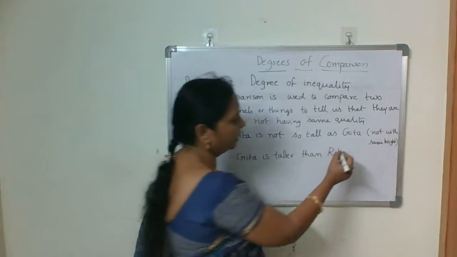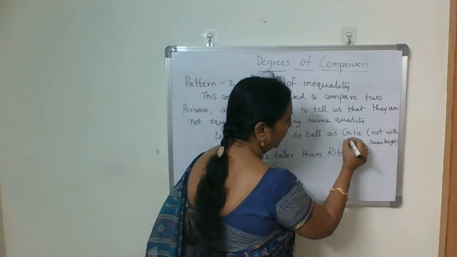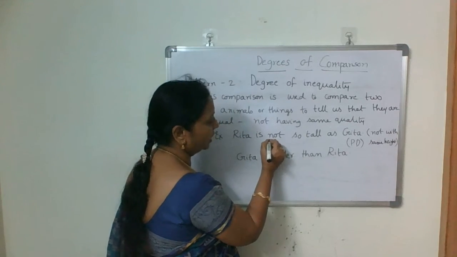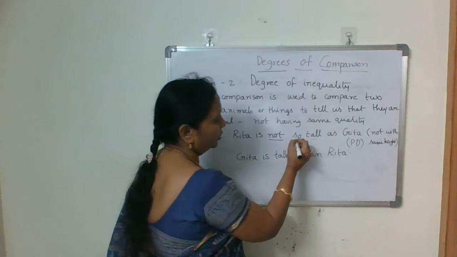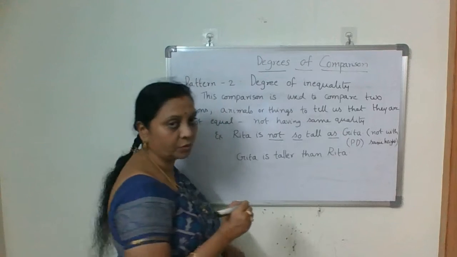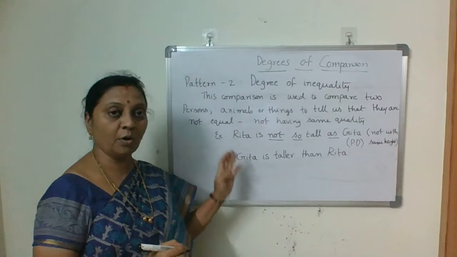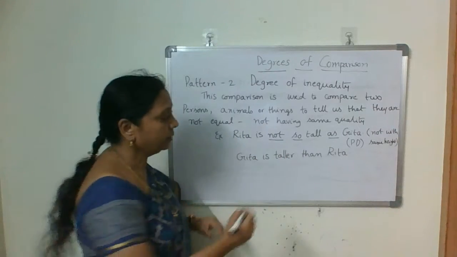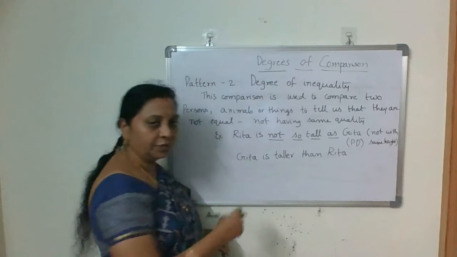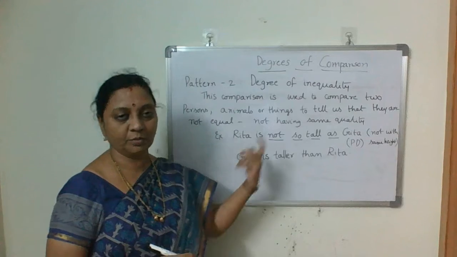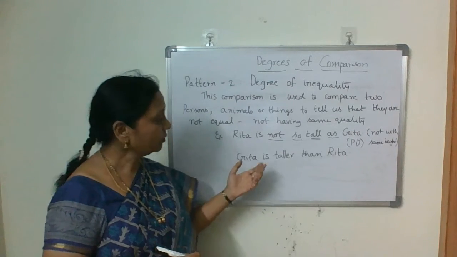This is positive degree, and in this type of sentence, we are using negative "not so as." Not so as. There we are using "as." Here we are using "not so as." And in between, the positive form of the adjective we are using, that is "tall."